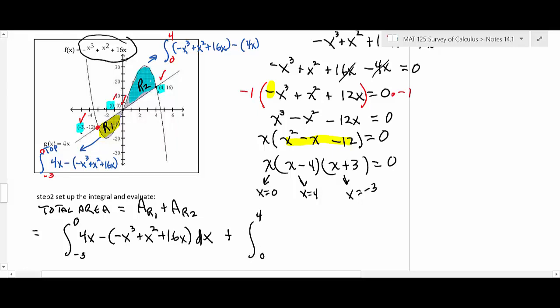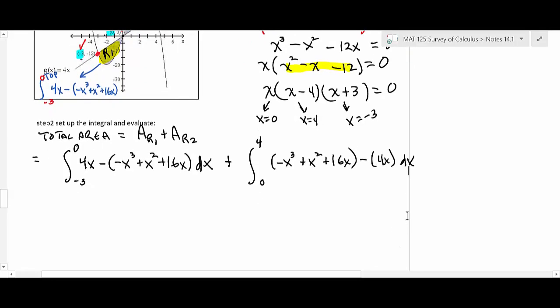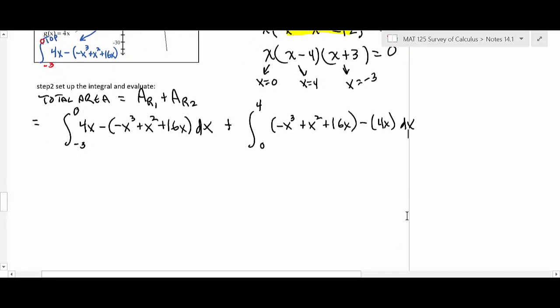The curve on top is the cubic. So you're going to have the integral of negative x to the third plus x squared plus 16x, and then minus 4x dx. So what you've got to do is work out those two integrals. Now the antiderivatives are just going to be backwards of each other. I'll explain that when I get to this.